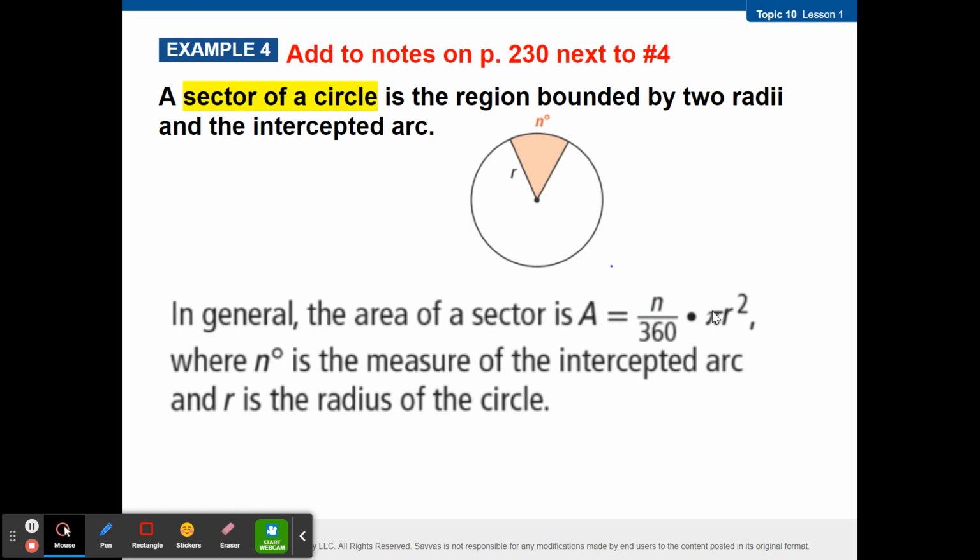So n is still the number of degrees of the intercepted arc, and r is still that radius. So nothing's really changed in terms of that fractional part, okay? But you do want to write this down and put area of a sector.